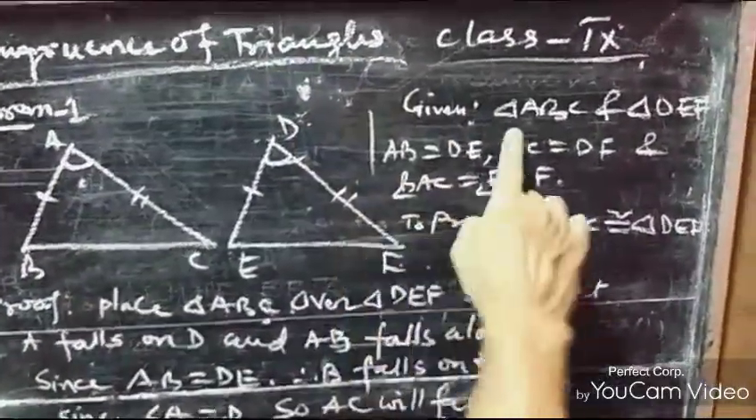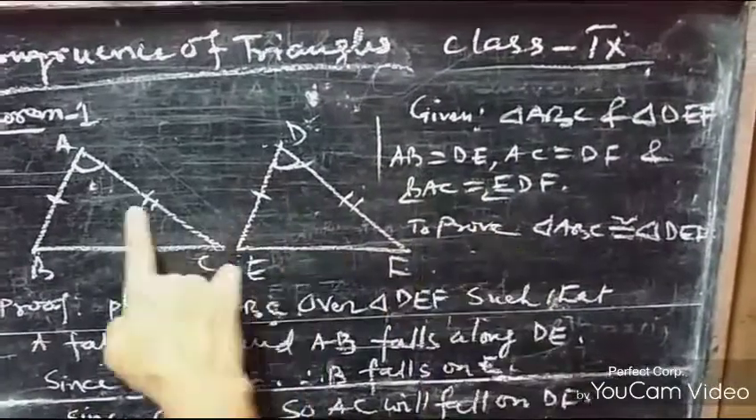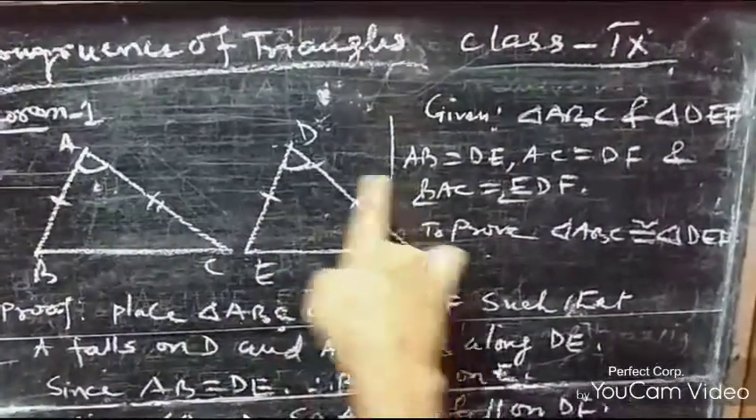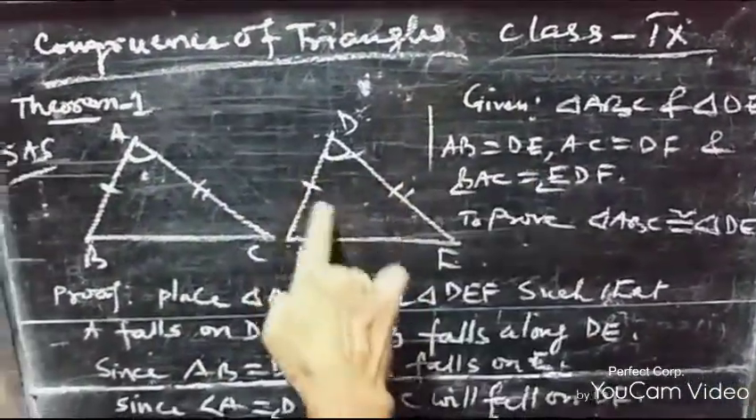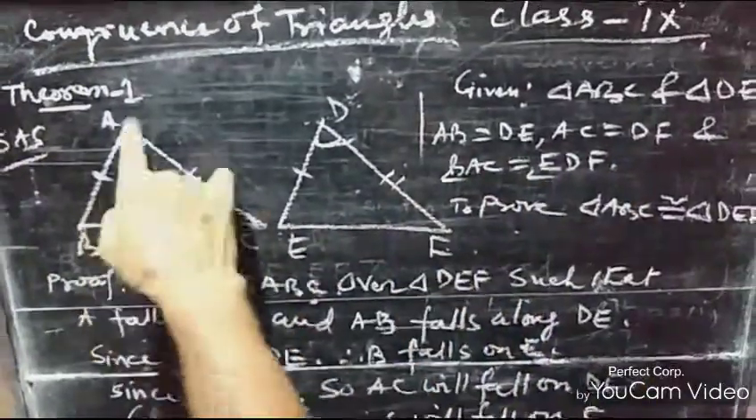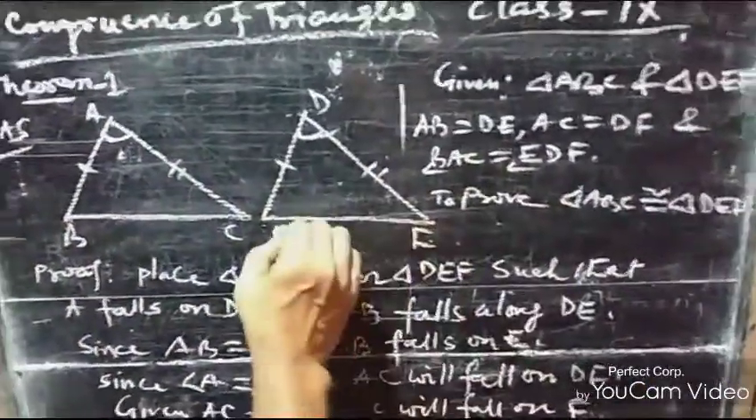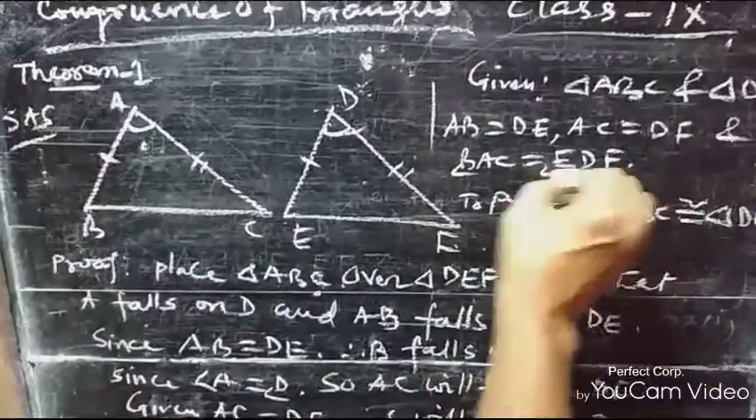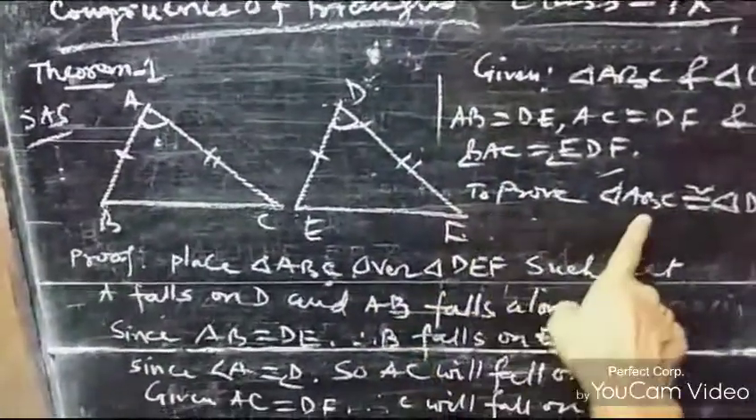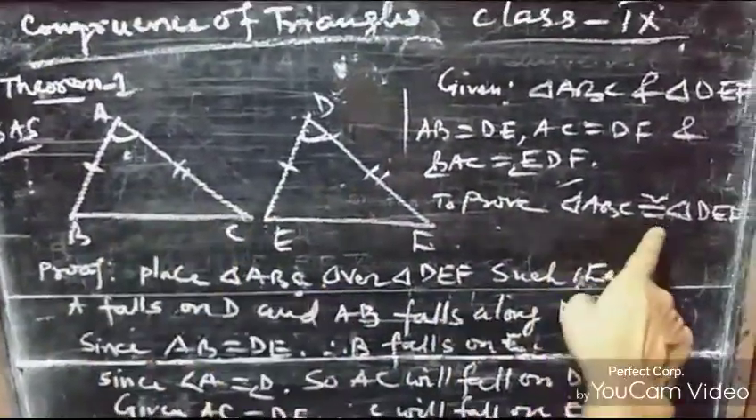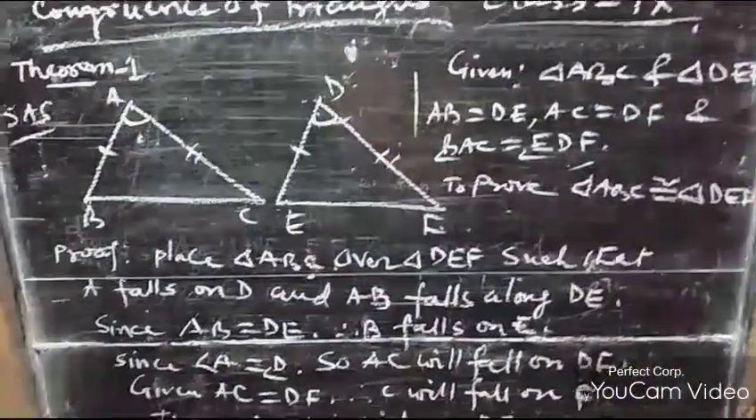See, it is given, what I have just told you: AB equal to DE, AC equal to DF, and angle BAC equal to angle EDF. This is given. We need to prove that triangle ABC is congruent to triangle DEF.